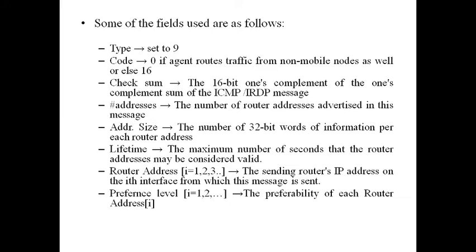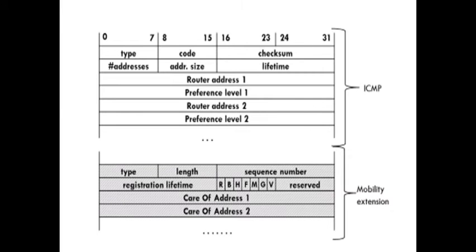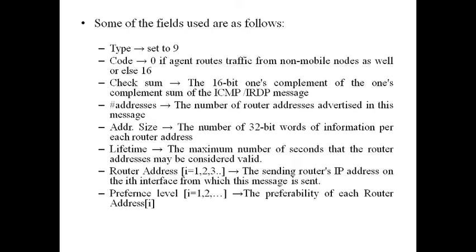So first in the diagram, type is set to 9. In all ICMP packets of this kind, type is always set to 9. Code is either set to 0 or it can be 16. And these two have separate meanings. If the code is set to 0, it means the agent also routes traffic from non-mobile nodes. Non-mobile nodes means the fixed network.